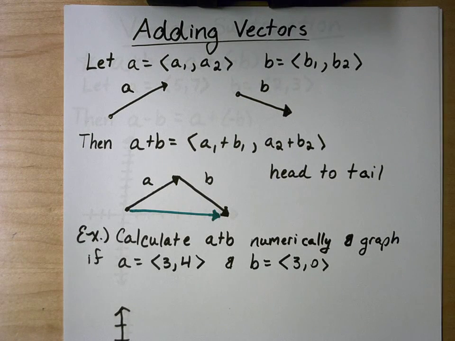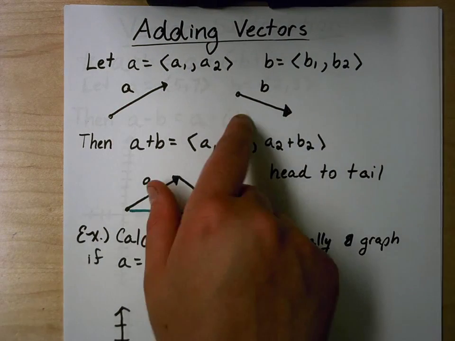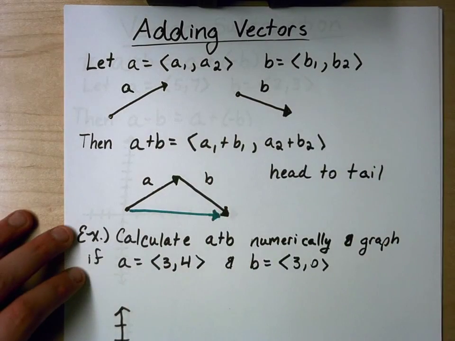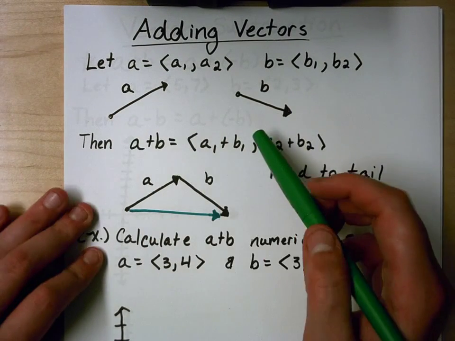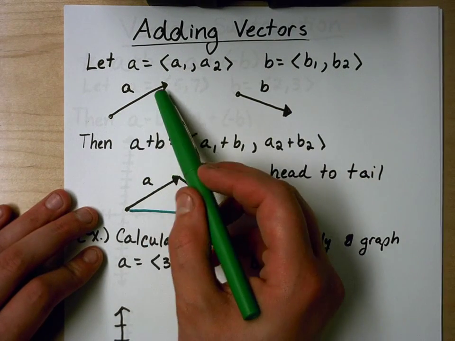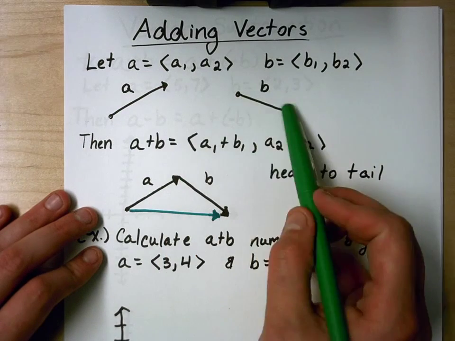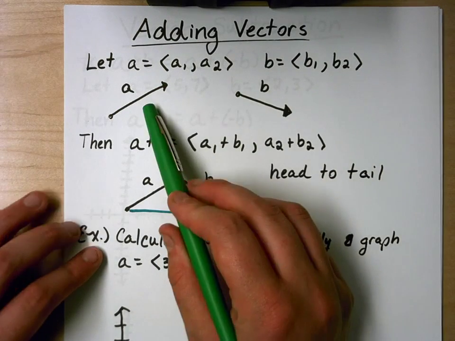So if we let vector a equal (a1, a2), and we let our vector b equal (b1, b2), I just kind of drew a rough sketch of what a could be and what b could be, right? So notice that these are two different vectors. This one's going in this direction and has a different length, and b is going in this direction and has a different length than a.